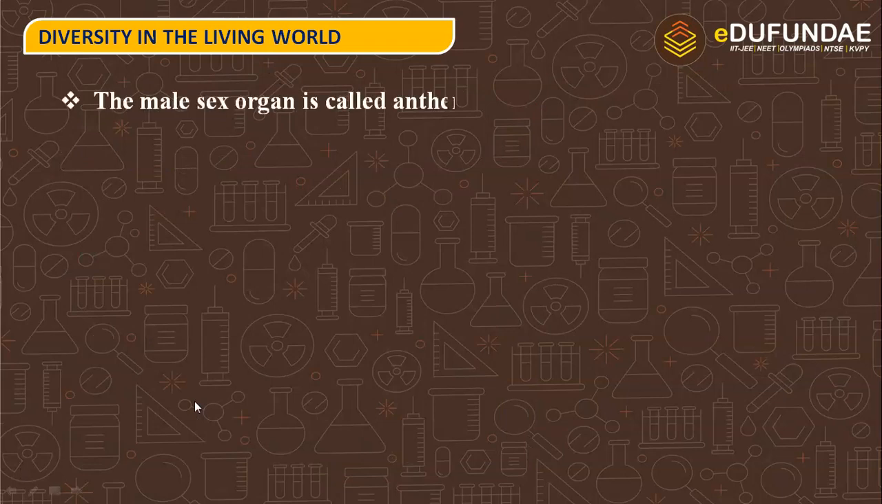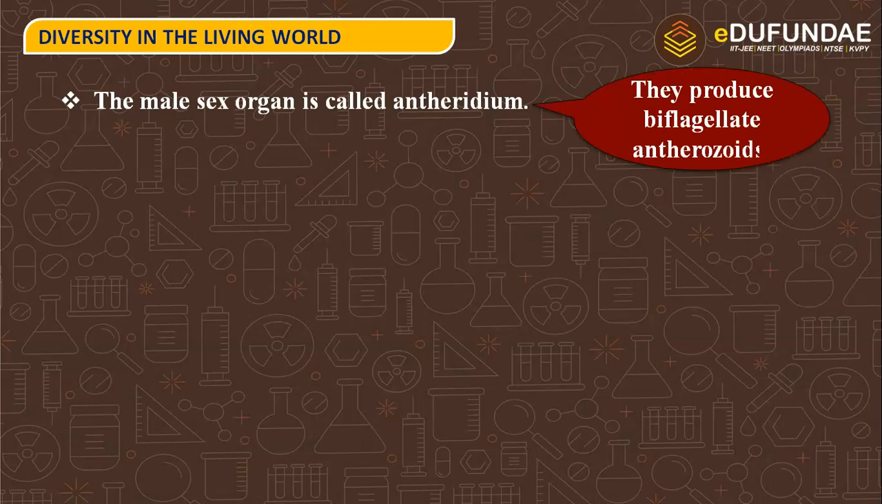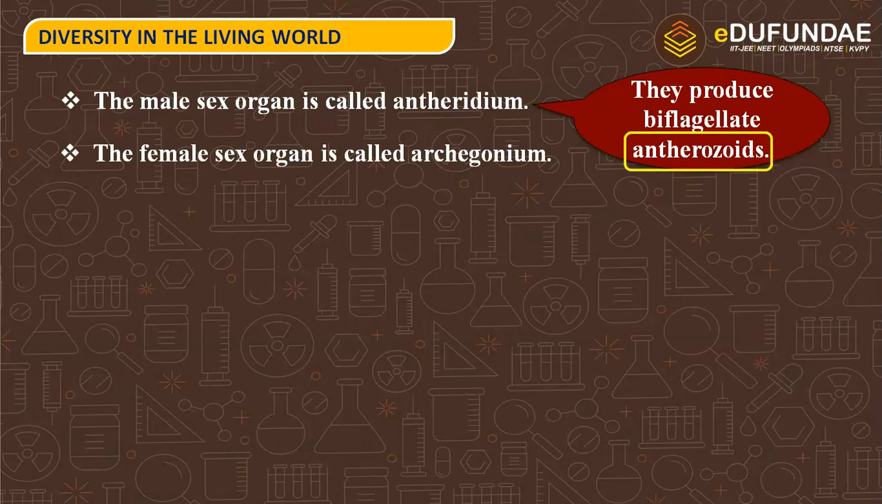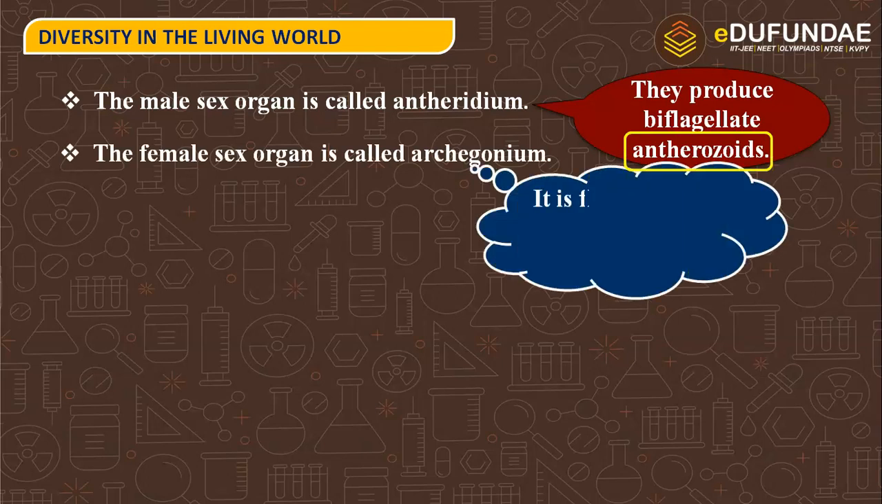The male sex organ is called Antheridium, and Antheridium produces biflagellate antherozoids. That means the gametes that are produced are called antherozoids. On the other hand, the female sex organ is called Archegonium. And as I told you, it is a flask-shaped structure and it produces eggs. And only a single egg is produced at a time, and it is a feature of it.